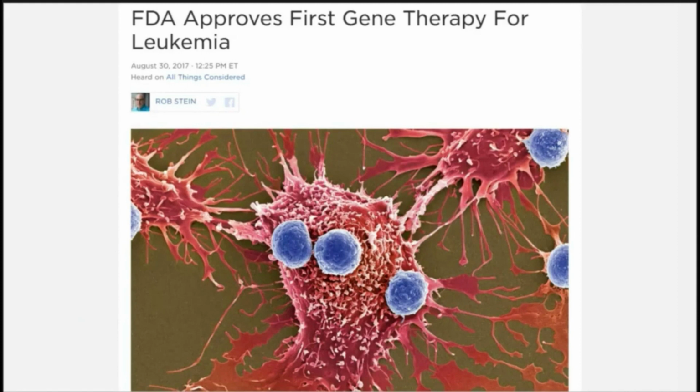Here is an article in which it discusses how the FDA approves the first gene therapy for leukemia. Leukemia is a cancer of the blood. And here the treatment involves removing T cells from a patient, purifying them, and then genetically altering them so that they have new variable regions associated with them that allow them to bind and identify cancerous elements.